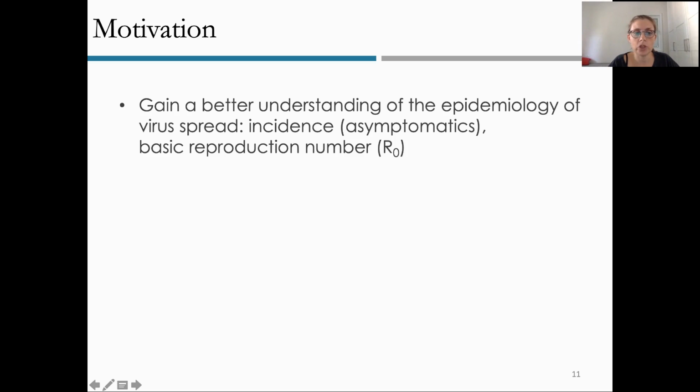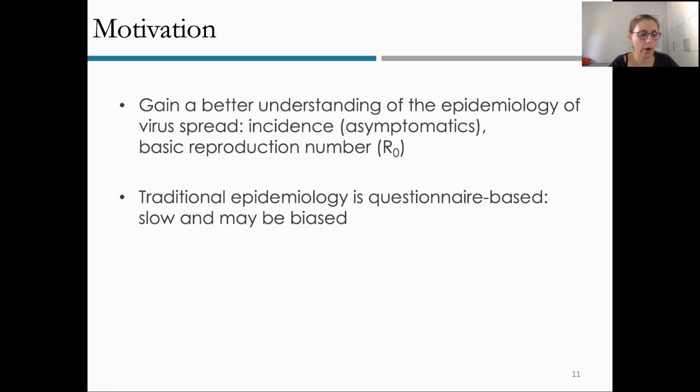Our second motivation was to estimate the basic reproduction number, which I'll be elaborating on later, but I'll again say that the basic reproduction number tells us how many people every infected person goes on to infect. And so again, this is a very, very important number for understanding how the virus spreads.